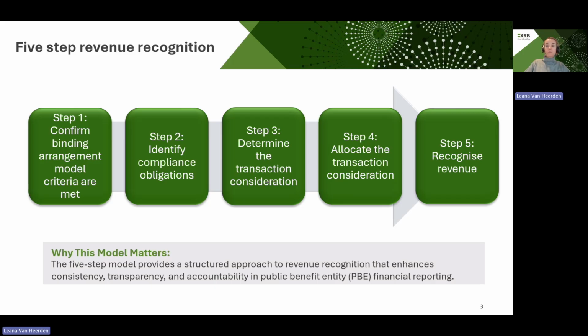Step 1. Confirm that the criteria for the binding arrangement model are met. Step 2. Identify the compliance obligations in the arrangement. Step 3. Determine the transaction consideration. Step 4. Allocate the transaction consideration to the identified compliance obligations. And Step 5. Recognize revenue as the entity satisfies each compliance obligation.